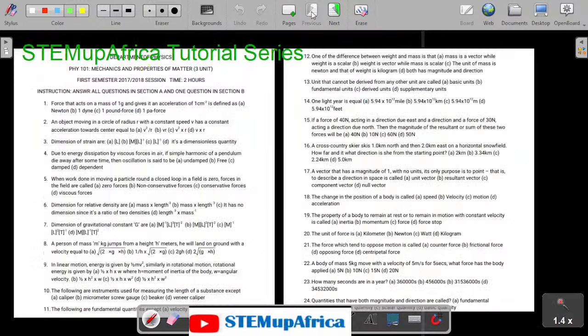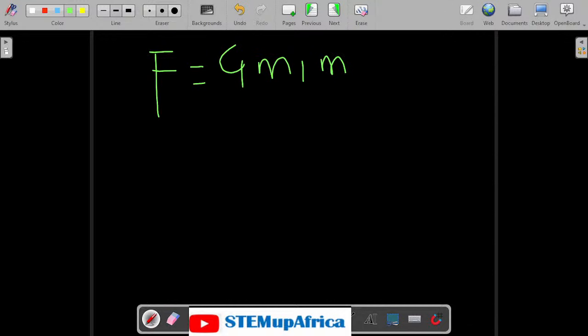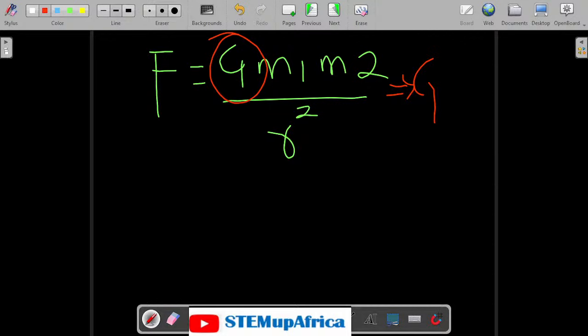7. The dimension of gravitational constant is what? So let's see what the dimension of gravitational constant will be. From Newton's law of universal gravitation, it states that F is G m1 m2 over r squared. So if I make G the subject of the formula, which is what we are looking for, my G will give me F r squared over m1 m2.